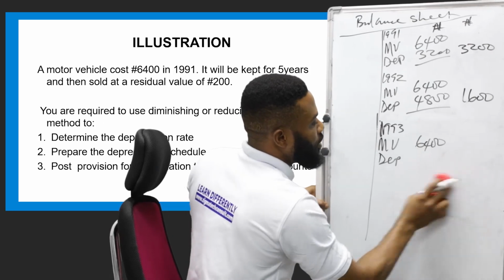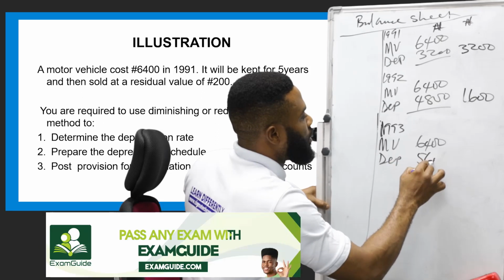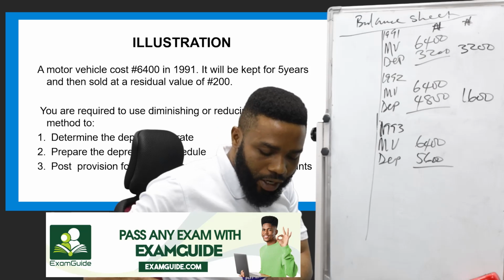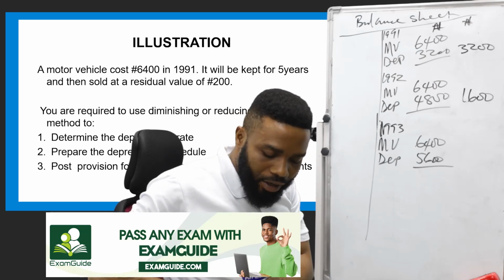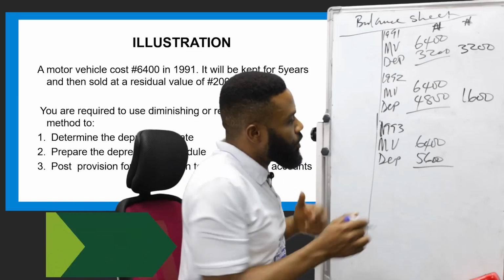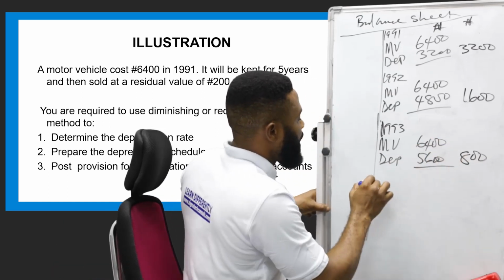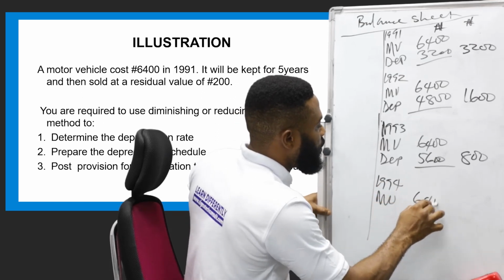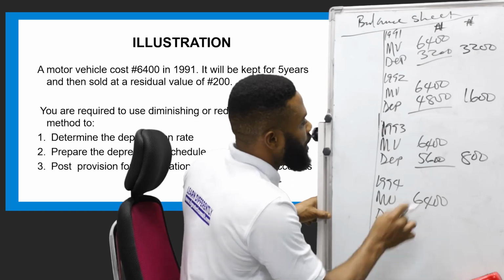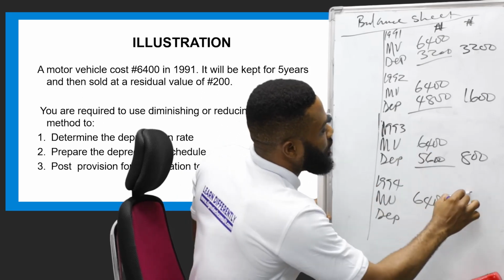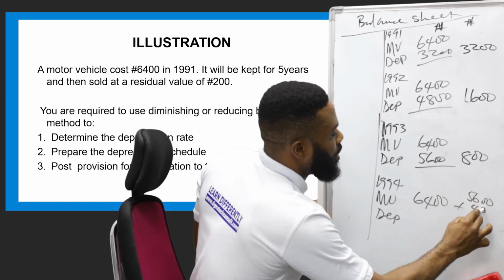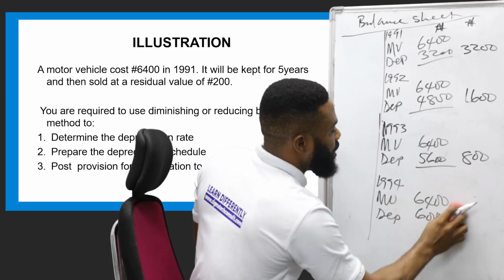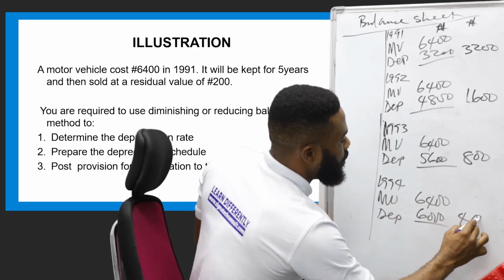So you are going to have 5,600 at this point. When you subtract 6,400 minus 5,600, you're going to have 800. So you have 800 here. And then for 1994, your motor vehicle is still 6,400, and then your depreciation is 5,600 plus 400. That's 6,000. So you have 6,000 minus this, you're going to have 400.